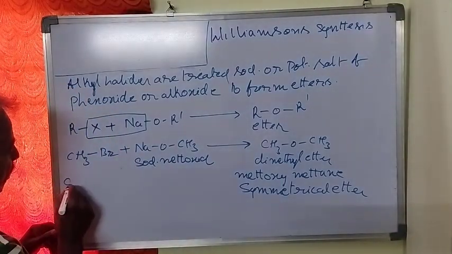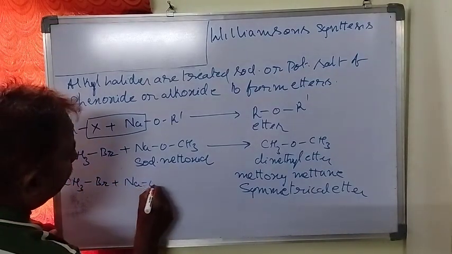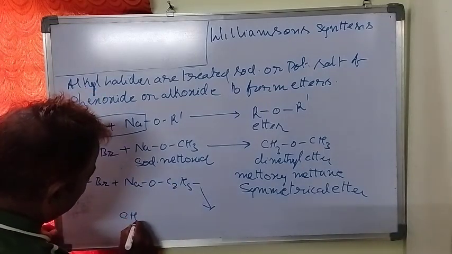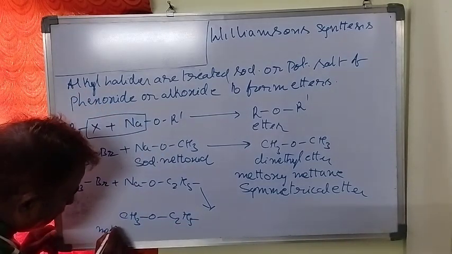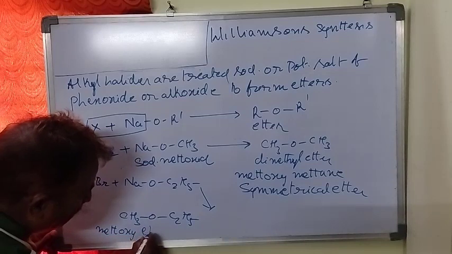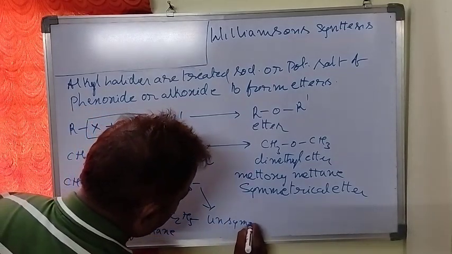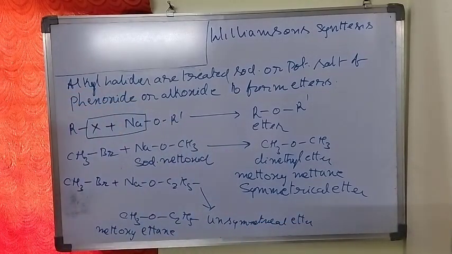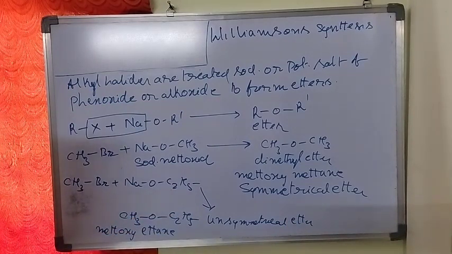Then if we take CH3Br plus sodium ethoxide, we get CH3OC2H5. What is this substance? This substance is methoxyethane. This is an unsymmetrical ether. With respect to the oxygen, we get two different alkyl groups, therefore it is an unsymmetrical ether.